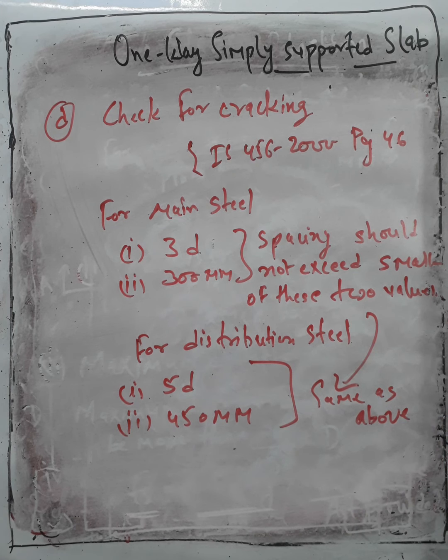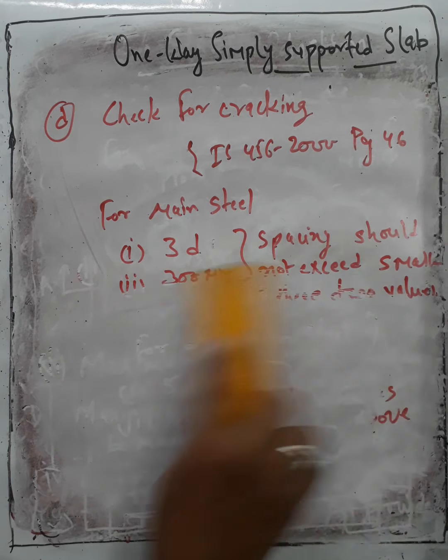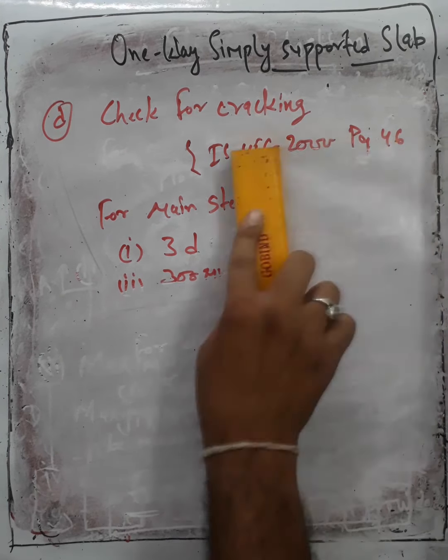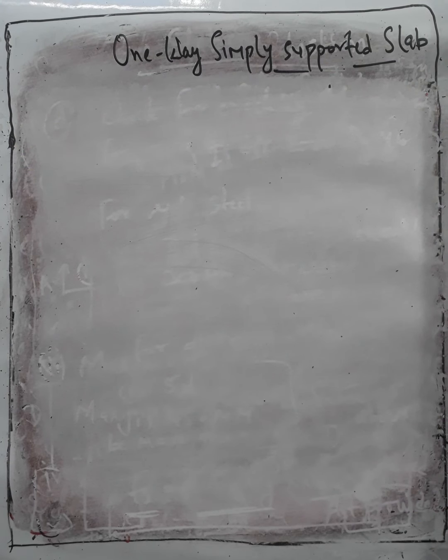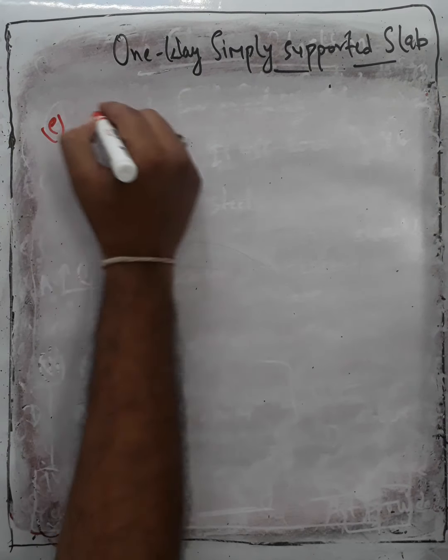Okay, so this is the criteria of check for cracking. Now we see the criteria for check for deflection.